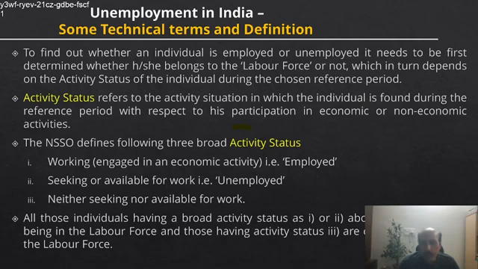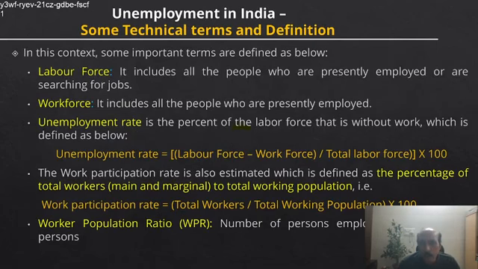And therefore, these three activity statuses are first defined, and then we define the labor force and the workforce. Labor force includes all the people who are presently employed or are seeking job in the labor market. Therefore, all those workforce which is available in the labor market, either they are employed or seeking the job, is a part of the labor force. It means we are excluding those persons who remain voluntarily unemployed. That is the third category that we have excluded. After excluding them, whosoever is there in the labor market is defined as the labor force. Workforce is that part of the labor force which is already employed.